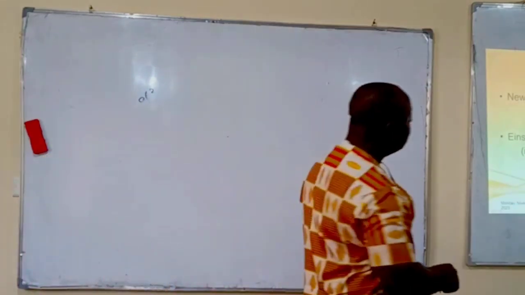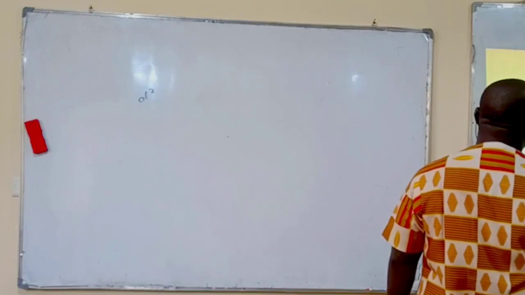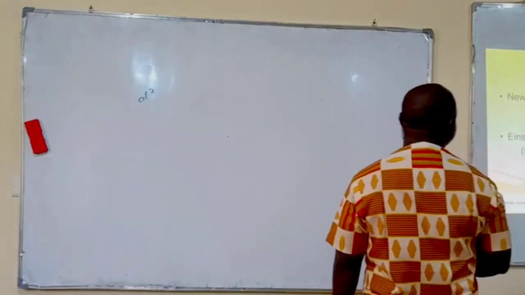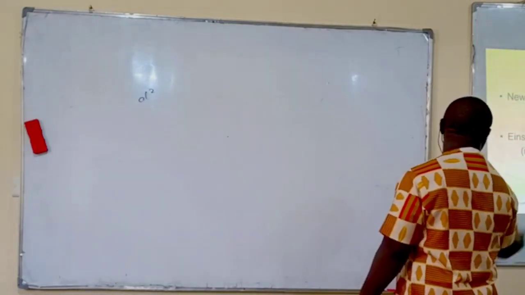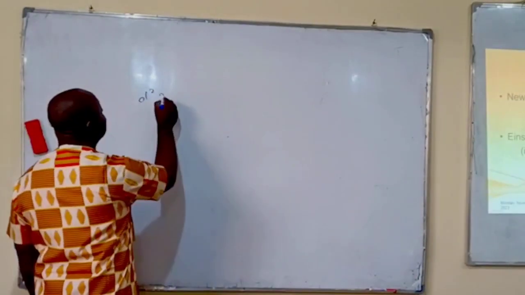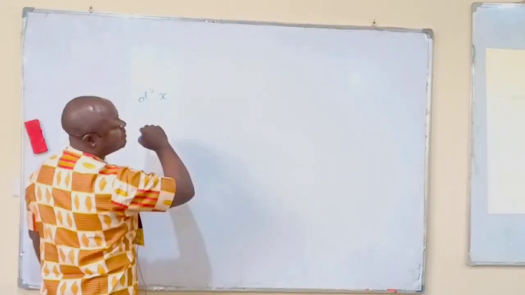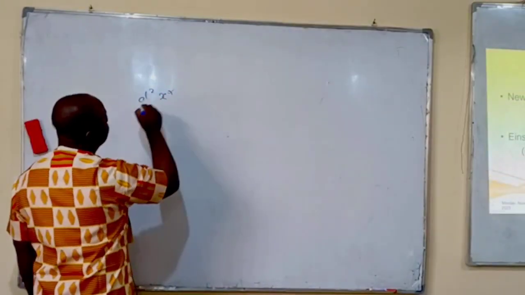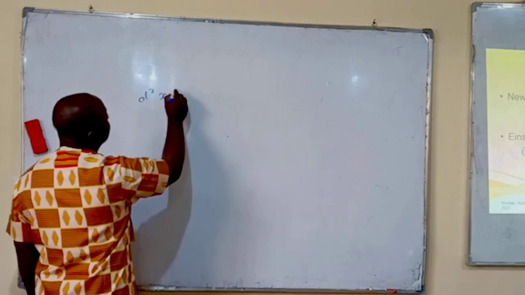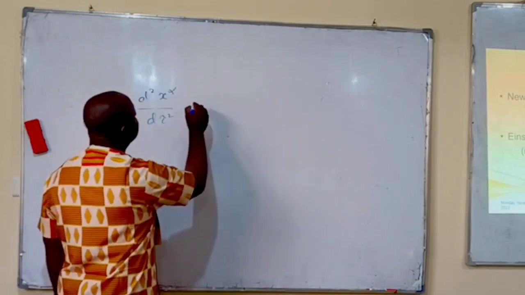Did I type this equation correctly? This is supposed to be x to the power v, x to the power alpha also. I didn't type it correctly.